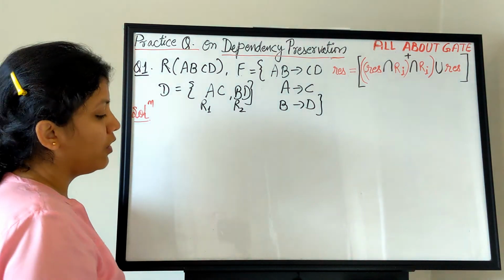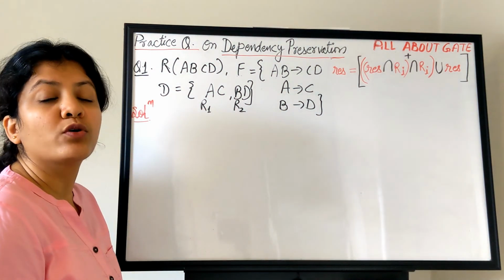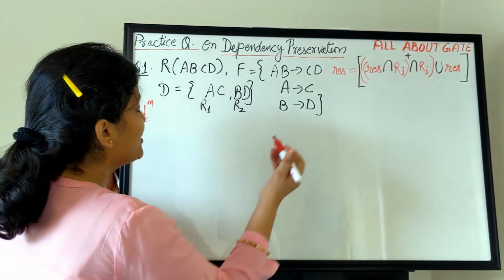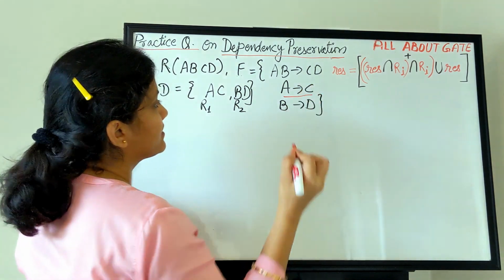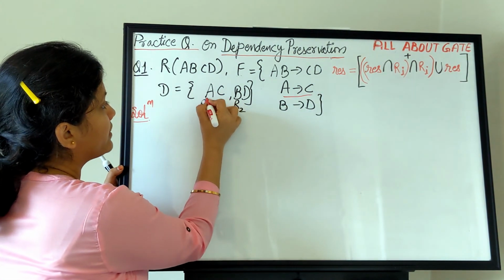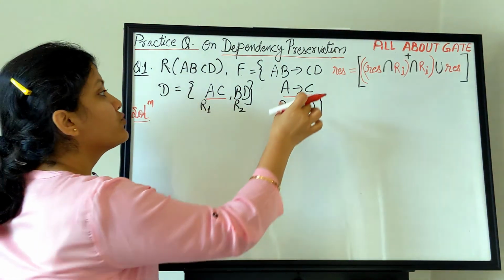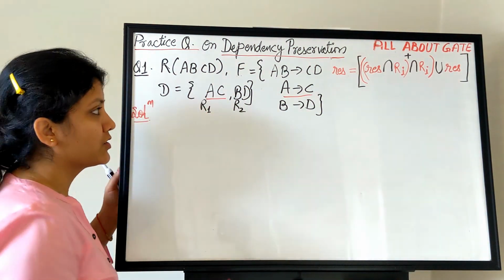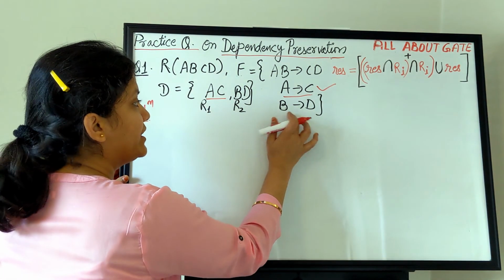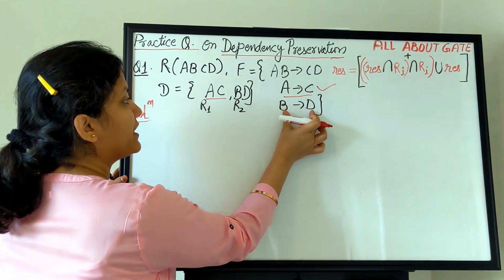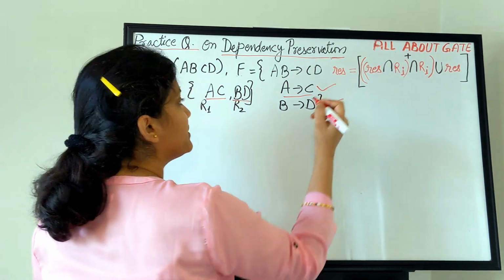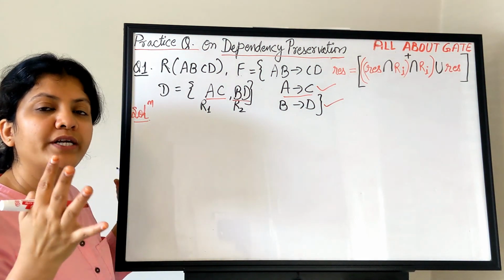Before I check for all, I will simply check for those which are directly present, which you can see in the blink of an eye. So this A to C, as I told before also, determinant and dependent both are part of the relation R1, correct? So this is very much present in this relation. So this is true, it is preserved. True means it is preserved. B to D, determinant and dependent both are part of a relation. So this one is also preserved. A to C is preserved, B to D is preserved.